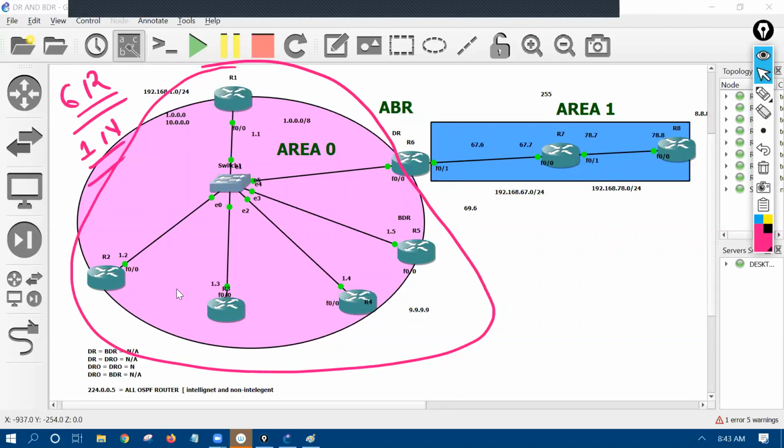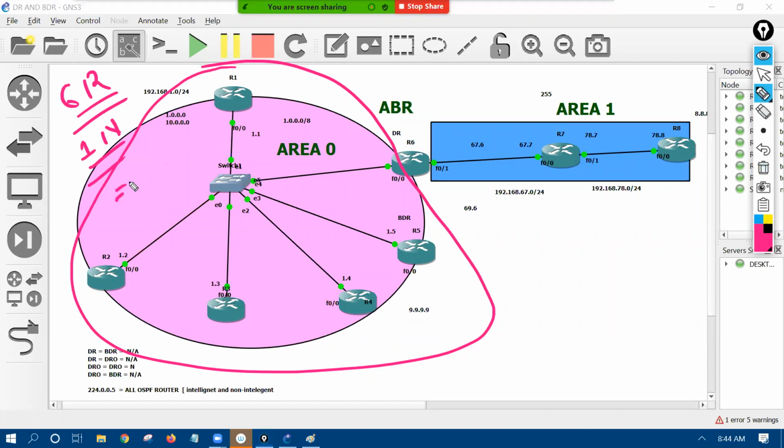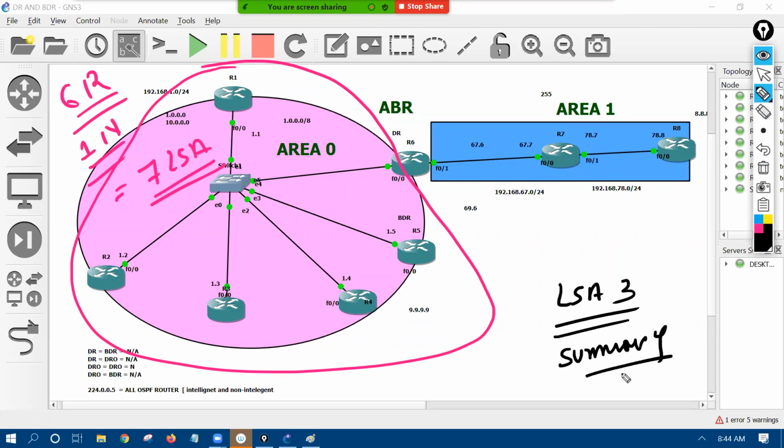Ramesh, 6 router LSA, 1 network LSA, same broadcast domain. Okay. Now, so basically, how many LSA total do we have? We have 7 LSA. What I told you, that's LSA 3, Summary, right? So do you know what happens when R6 is my ABR router?